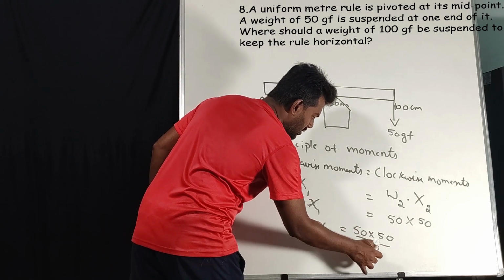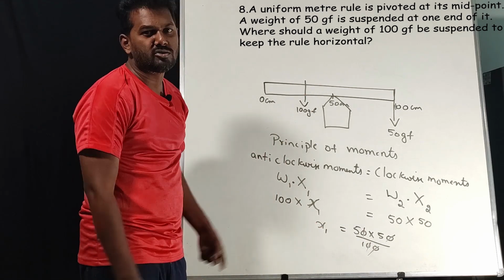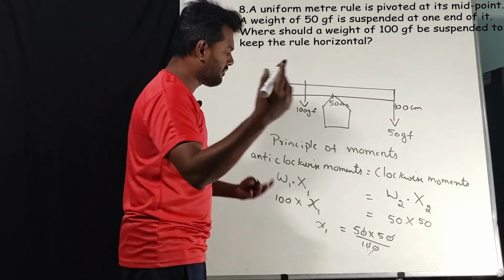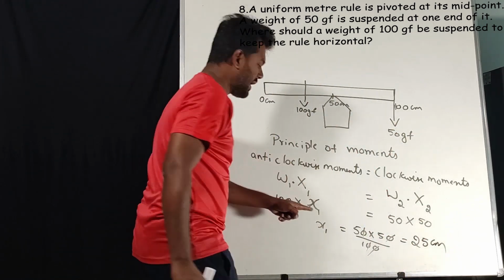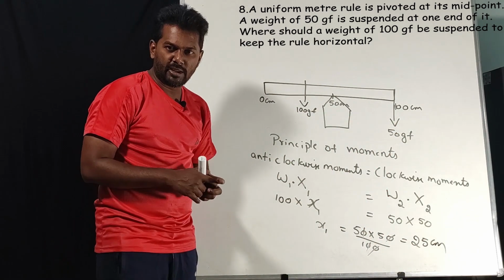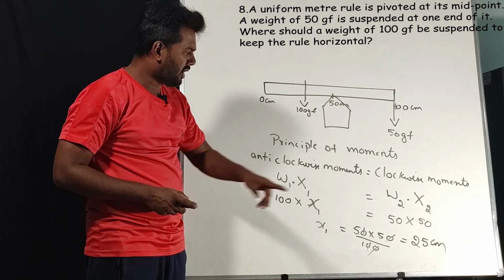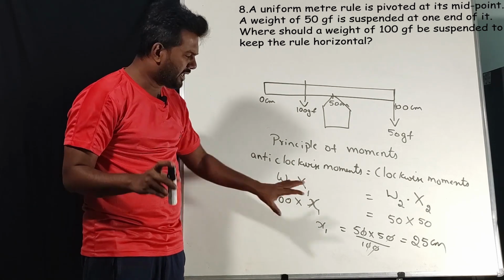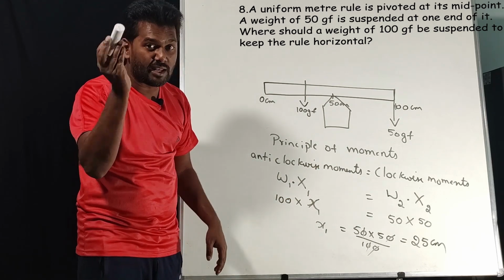So the zeros get cancelled. See how simple this is? 5 fives are 25. The answer is 25 centimeter. x1 is equal to 25. That means exactly at 25 we are going to keep the load, correct? No, in this case it is yes. Unfortunately we got the same value, but you need to know the meaning of it.